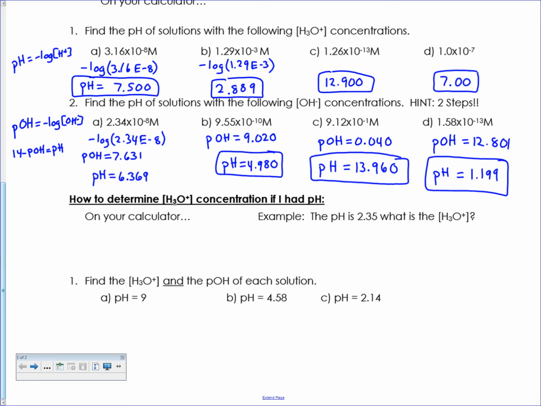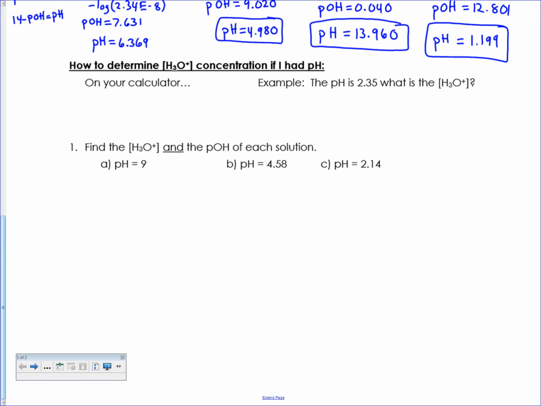All right, going on. So this next one is going the other way. It says how to determine the concentrations here of hydronium if we have pH. And so what we're going to do here is use the inverse formula of that, and we get concentration of H3O plus is going to equal 10 to the negative pH. And again, I use H3O plus and H plus interchangeably if you're wondering why that is. And so if we want concentration of H3O plus, that's going to equal 10 to the negative 2.35.